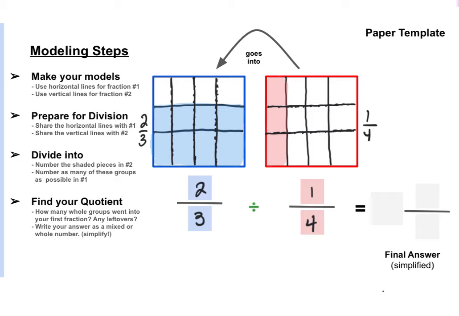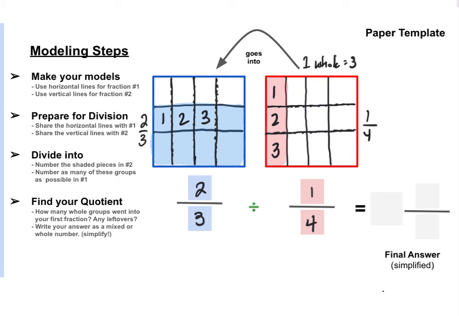Now remember, we are dividing 2/3 by 1/4, which means we want to know how many times 1/4 goes into 2/3. Which means we want to know how many times these 3 squares go into these squares here. So my one whole is going to be these 3 squares. Let's see how many times they go into these blue squares.